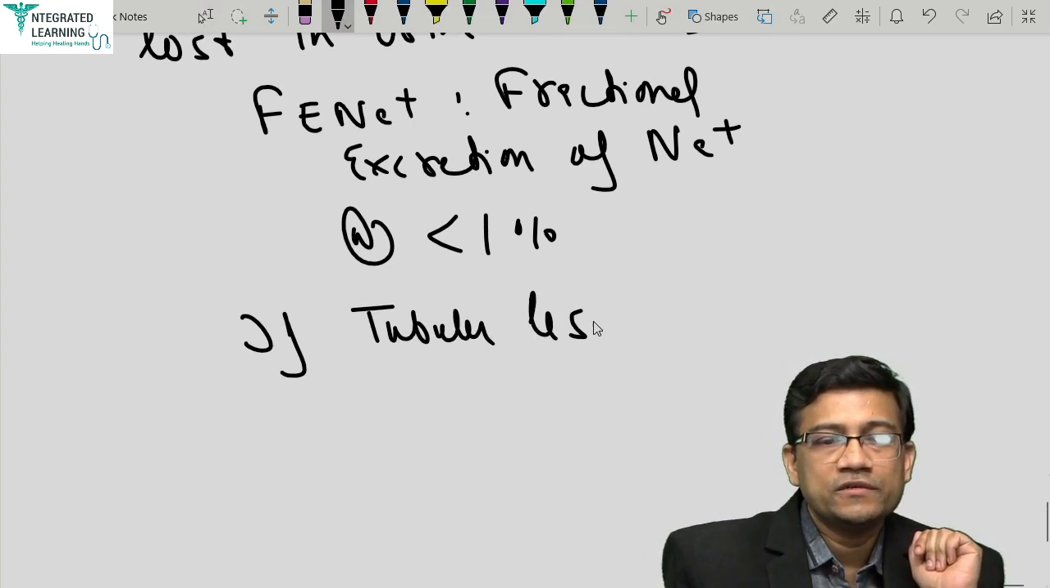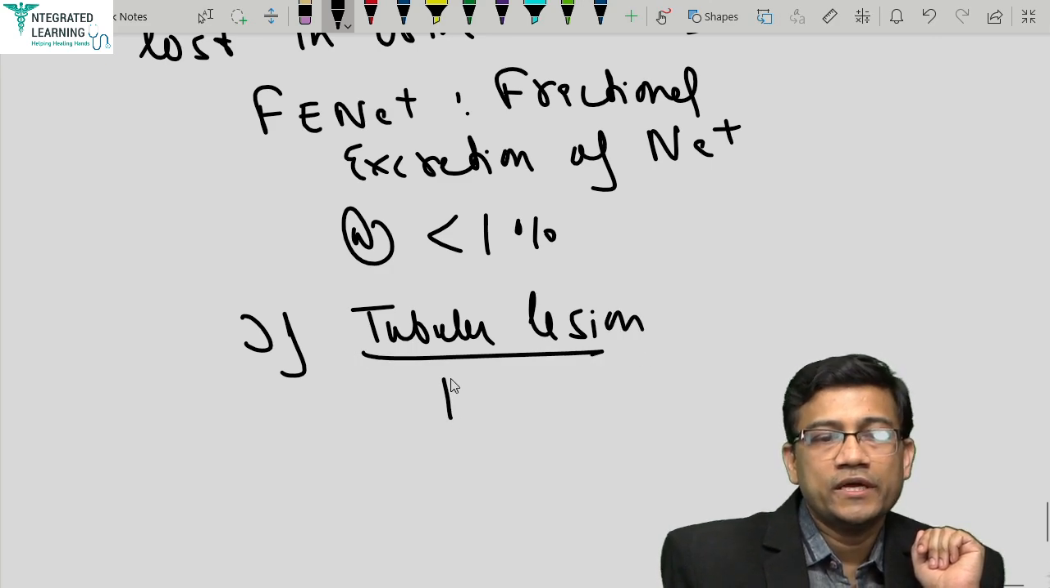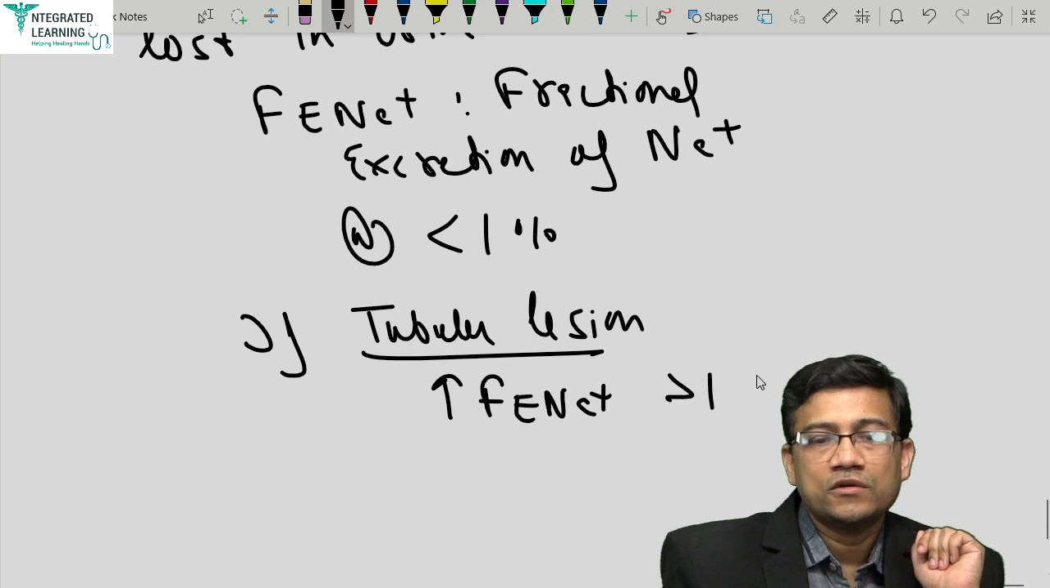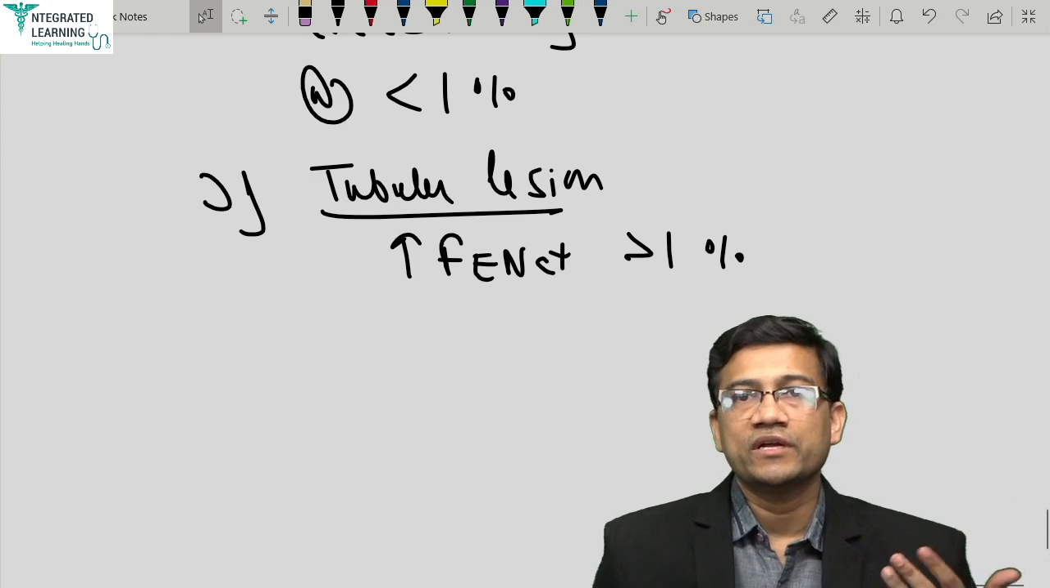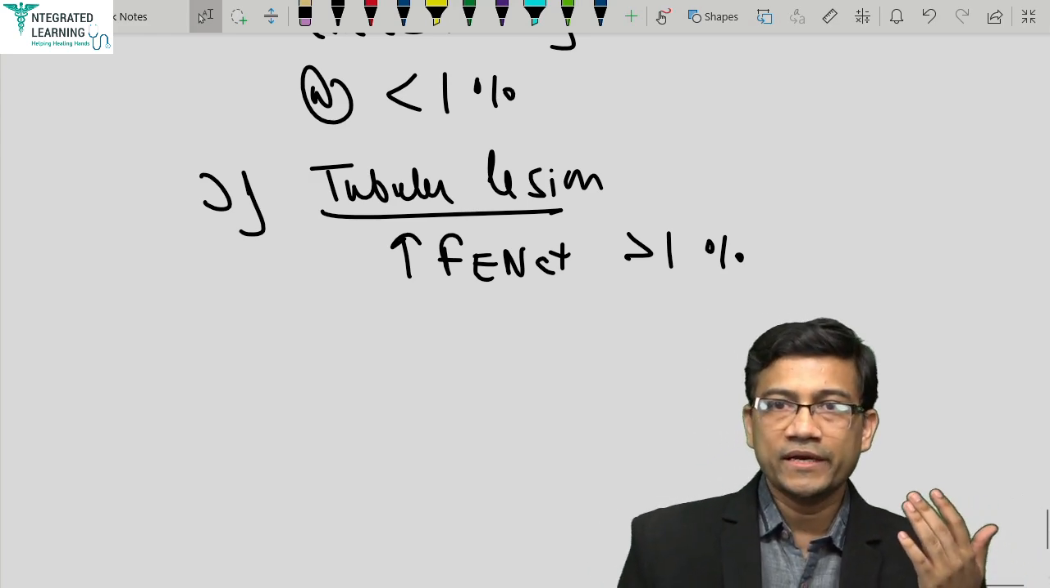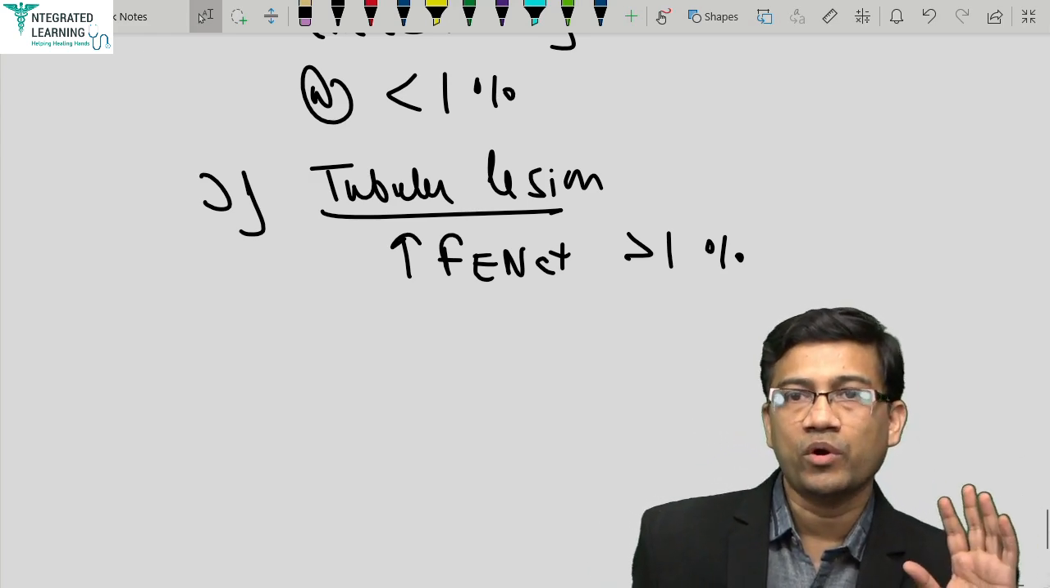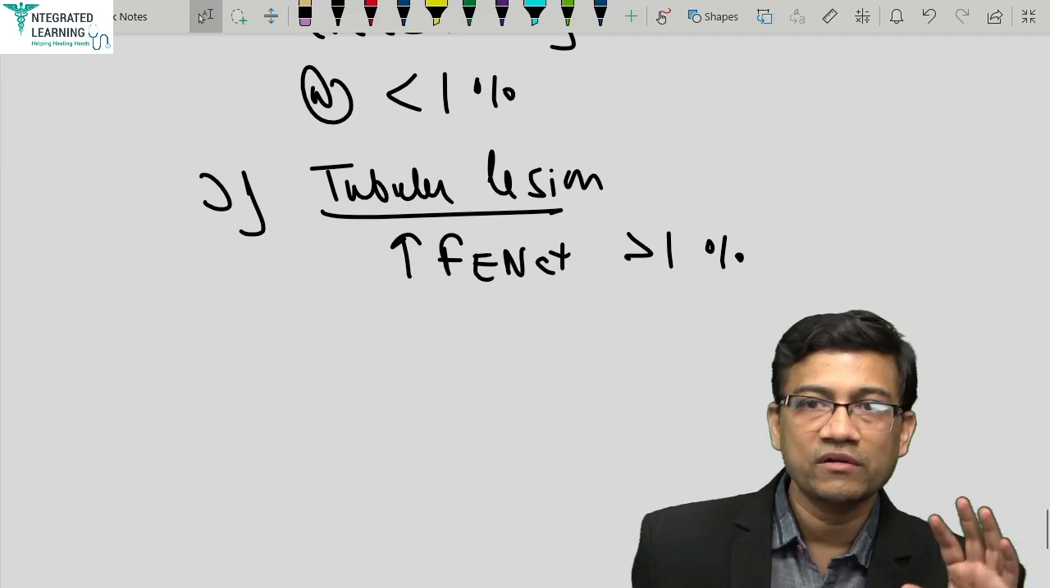If there is a tubular lesion, FeNa increases to more than 1%. So FeNa more than 1% indicates what? You are not able to reabsorb sodium completely and properly in the body. So now the FeNa is more than 1%. Okay.